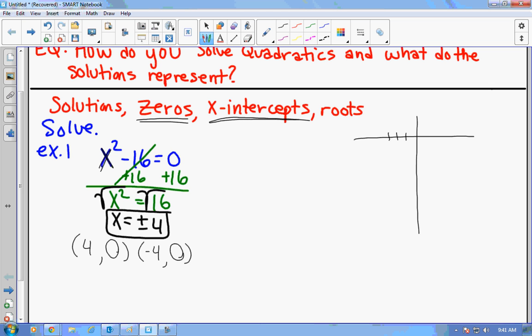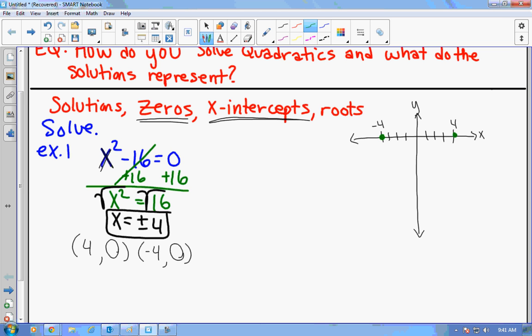1, 2, 3, negative 4. 1, 2, 3, positive 4. Put arrows and label. So when we found x equals positive 4 and negative 4, they're on the x-axis, so they're x-intercepts, and they're called zeros because they have a height of 0, and they're also called roots. So when we take the square root, we found the roots, it was plus and minus 4.